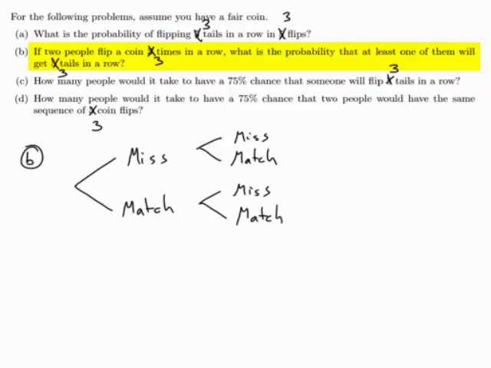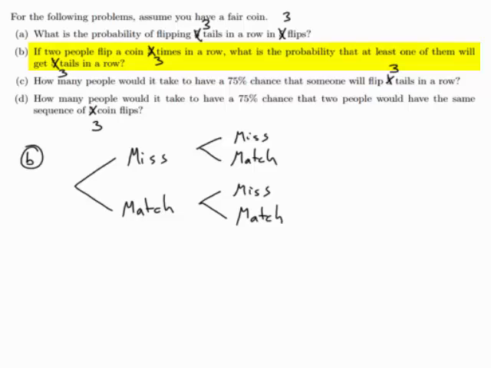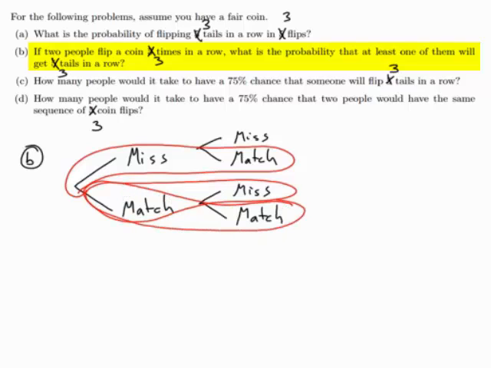Now, which of these do we want to consider? We want to find the probability that at least one of them will get 3 tails in a row. So we're looking for the probability that at least one match appears on the branches. Working our way from top to bottom, if they both miss, we're not interested in that. But if the first person misses and the second person matches, we do care about this. If the first person matches and the second person misses, we still care about it because the first person got the match and that's what we want. And lastly, if both people match, then we also want that one as well. Notice that we have circled 3 out of the 4 different paths there are.